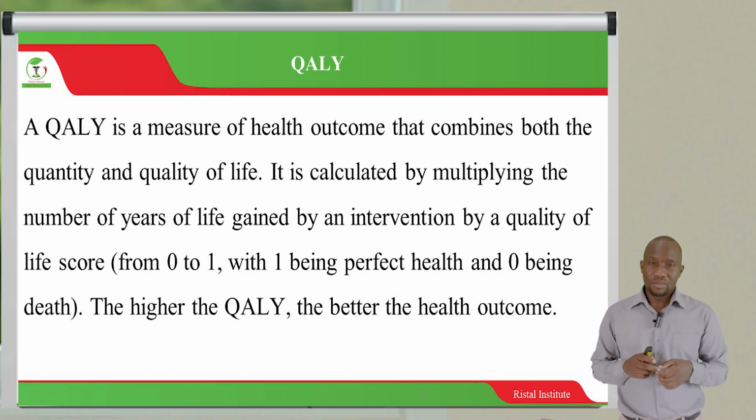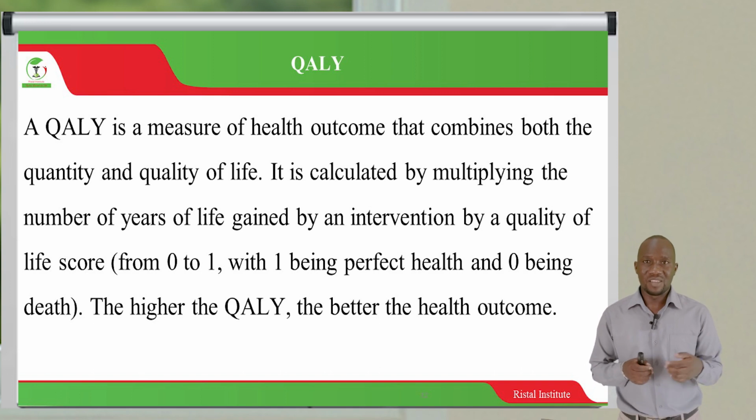QALY is a measure of health outcomes that combines both qualitative and quantitative aspects of life. The formula for determining QALY is the number of years gained by a particular intervention multiplied by a qualitative parameter, which often is given by the beneficiary of a particular intervention. It is a score of 0 to 1, 1 being the most perfect health and 0 being death. So the higher the QALY, the better the health outcome reported.